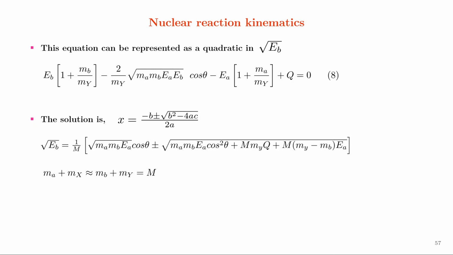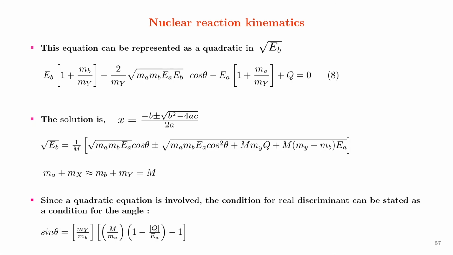Note that MA plus MX is approximately equal to MB plus MY, which is equal to capital M. Since a quadratic equation is involved, the condition for a real discriminant can be stated as a condition on the angle: sin theta equal to MY over MB times M over MA times 1 minus Q over EA minus 1.